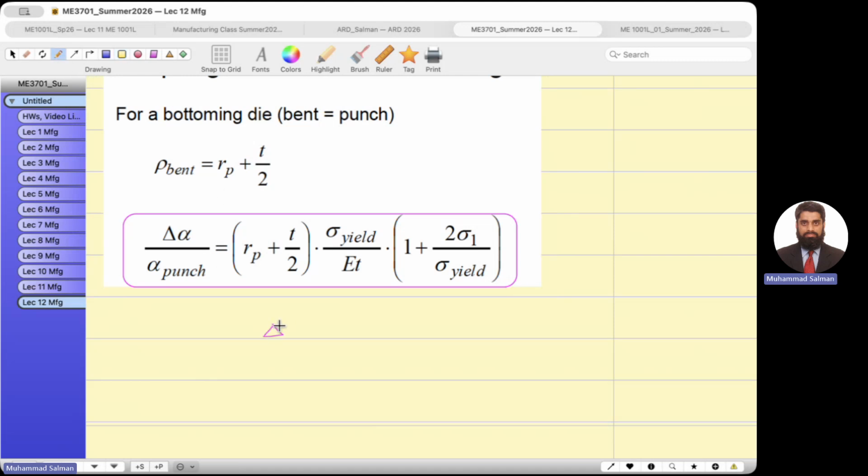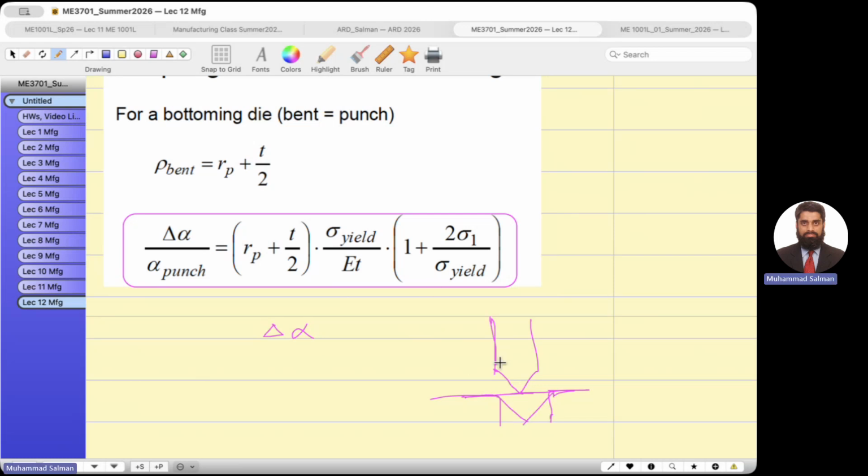Because I know delta alpha. What is delta alpha? Look, over here, this is my punch. Okay, try to understand. This is my punch, and this is my die. Okay, let me redraw it here. This is my die, or sheet metal here. This is the die. Suppose this is the angle.